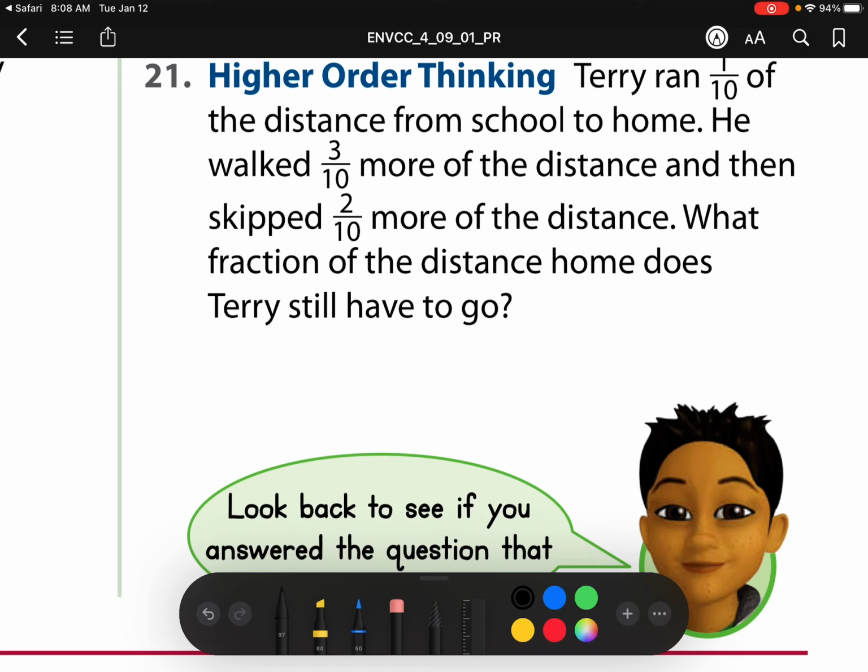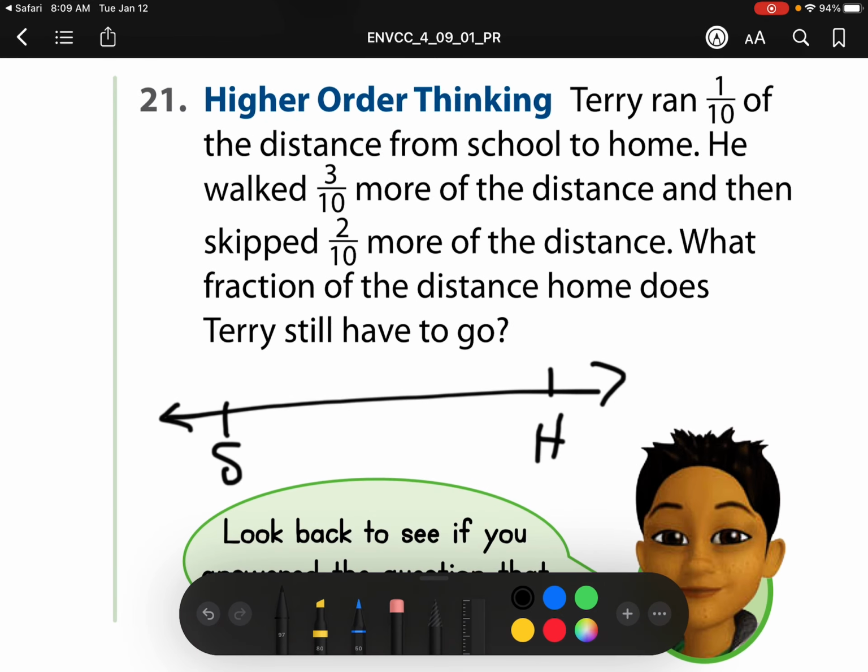Number 21, Terry ran 1/10 of the distance from school to home. He walked 3/10 more of the distance and then skipped 2/10 more of the distance. What fraction of the distance home does Terry still have to go? So, I'm going to draw a number line or a picture to help me. So Terry ran from school to home. So here we're going to say is school, and here is home.